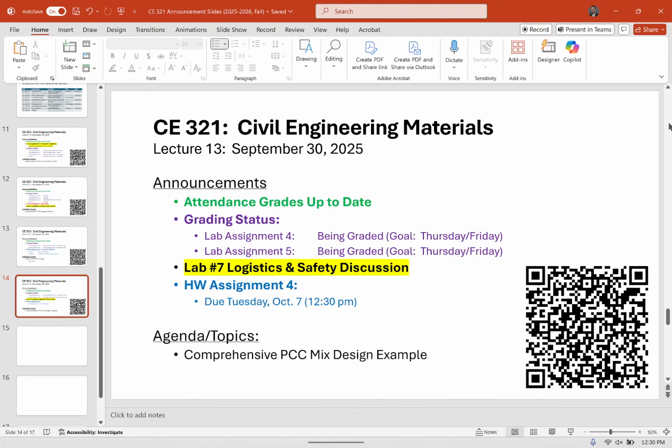So today we're going to do our full bore start to finish comprehensive mix design example. If you recall, on Thursday of last week, we went through the procedure start to finish step by step. And so today we're just going to use it.